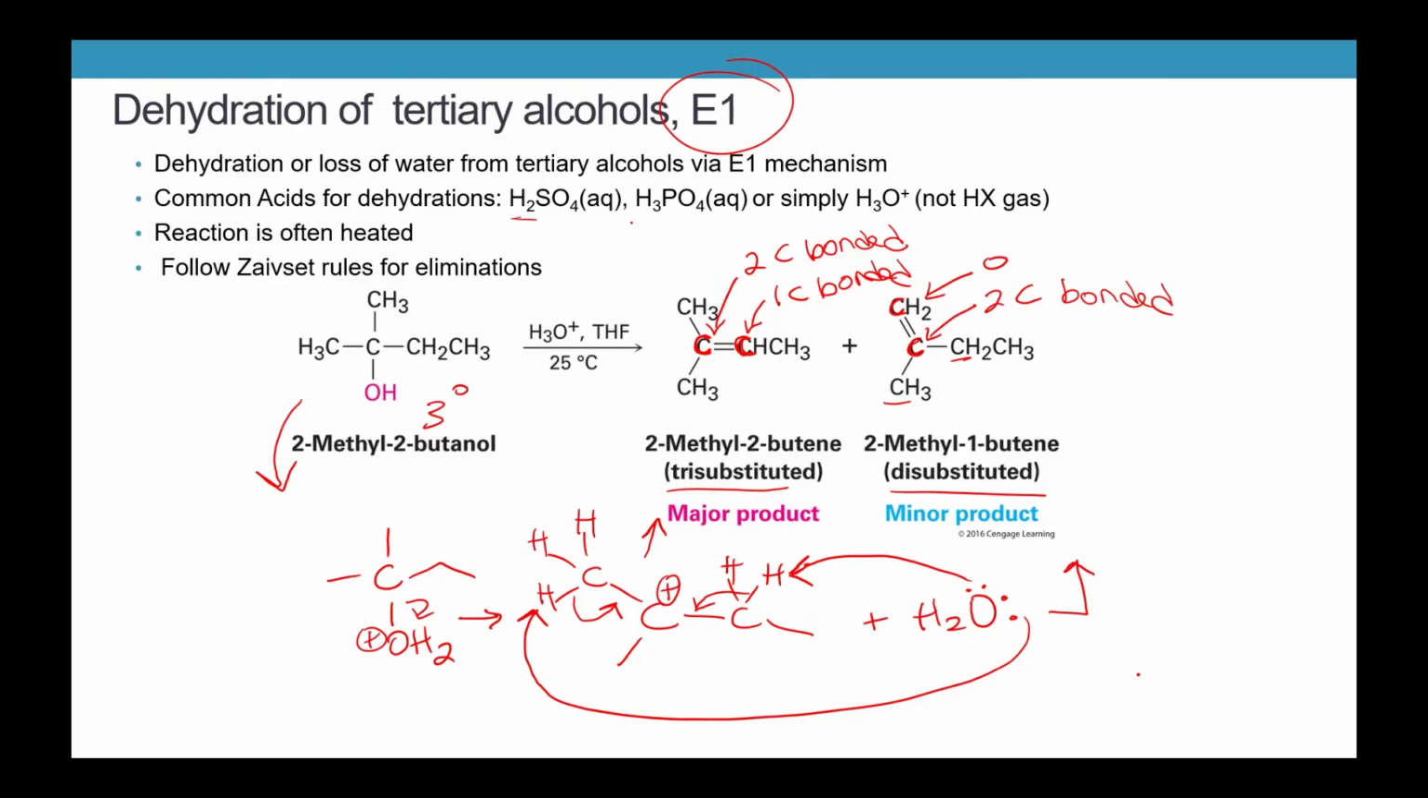Now, some common acids used for dehydration are going to be our strong acids, sulfuric acid, phosphoric acid. And these reactions are done both at room temperature and at high temperatures, so it's kind of hard to pin down which temperature. But heating helps the leaving group leave, which matters more for secondary carbocations than for tertiary because tertiaries form so easily.